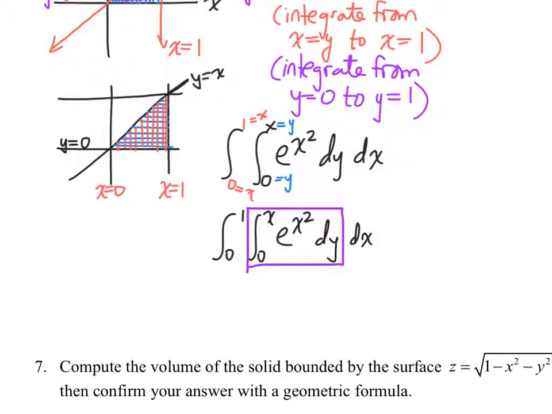I'm taking the antiderivative of e to the x squared. There's no y in it. So that's like saying take the antiderivative of a constant. What would it be? The constant times the variable. So e to the x squared times y. Now that's happening over the interval of 0 to x. So we're going to have x e to the x squared minus e to the x squared times 0, so I'm not going to write that. And then we can integrate that over the interval of 0 to 1.